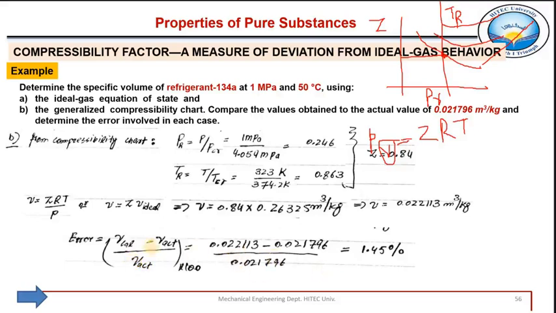After putting all those values, the error is now only 1.45%. So using the compressibility chart, we have reduced this error to 1.45%, because the ideal gas equation was giving us a wrong result. But we can use the same ideal gas equation by introducing the compressibility factor, which is Z.